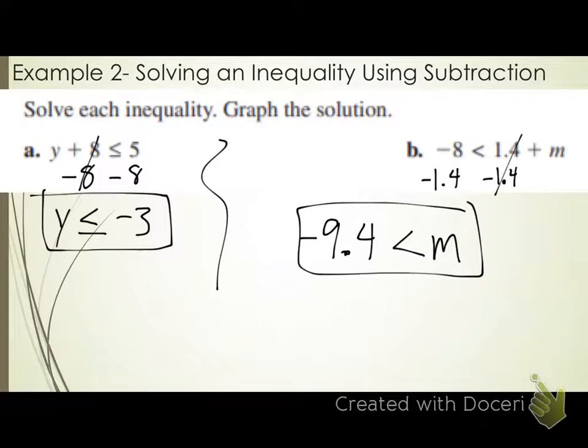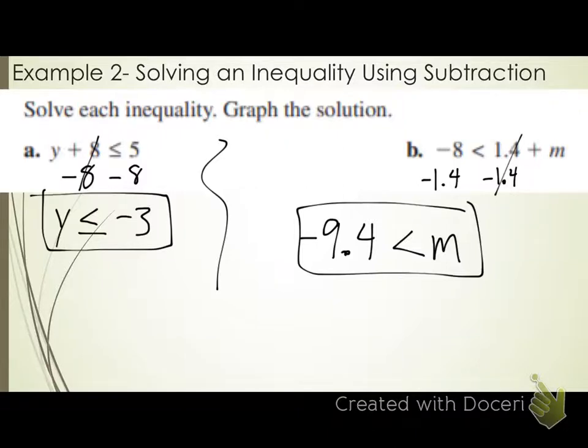So, if the variable's on the right, don't we shade it? No, that is not the case. We're reading it from the variable standpoint. So instead of reading it from left to right like I would here, because the variable's on the left, I'd say y is less than or equal to -3. Over here, I'm going to read from right to left because the variable's on the right. M is greater than -9.4.